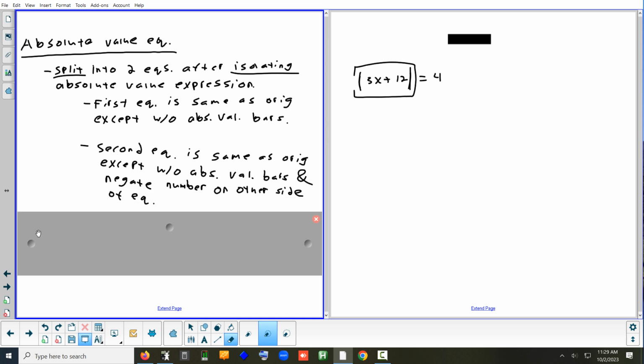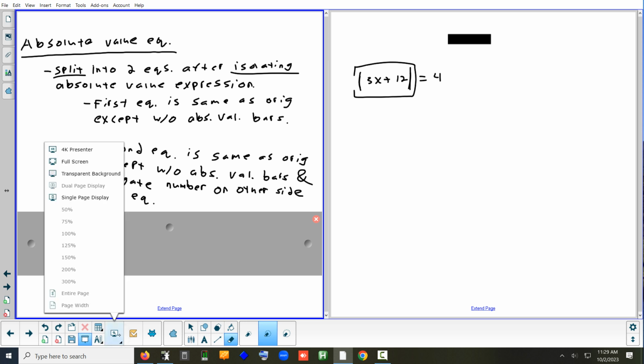And the second equation is going to be taking the number on the other side and negating it, making it the opposite. 3x plus 12 equals -4. So in both of them, it's without the bars. That's why you split it, to get rid of the bars. But the second one has that extra step of making the number on the other side a negative.